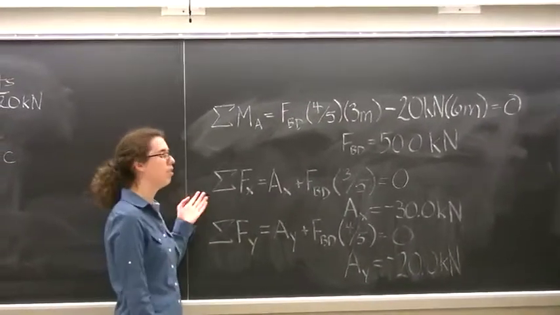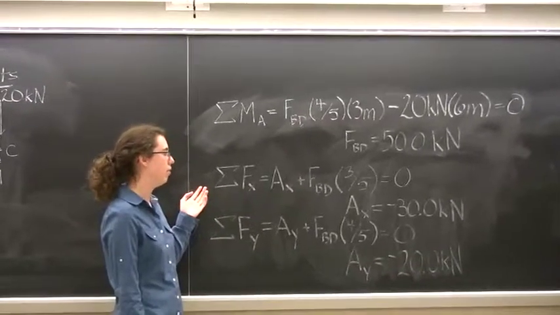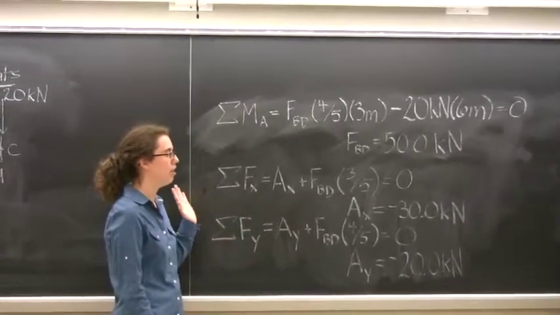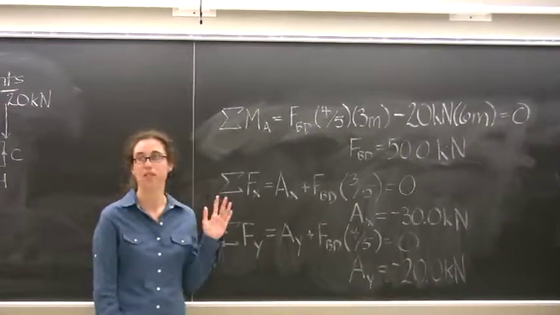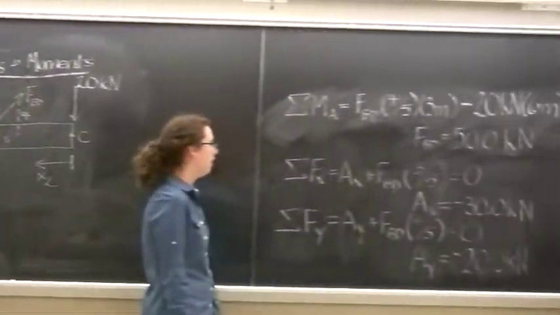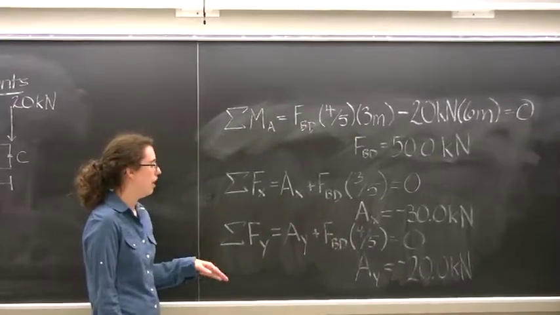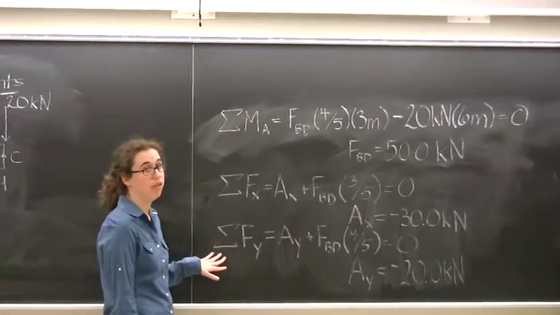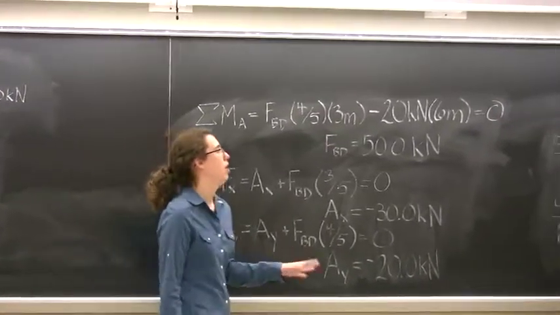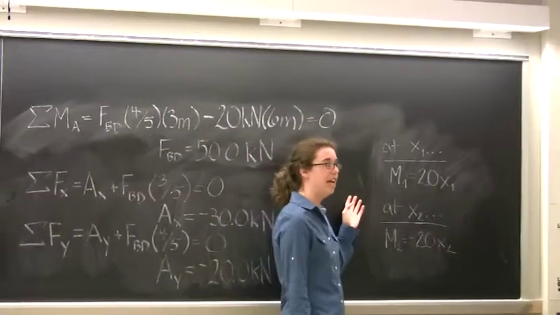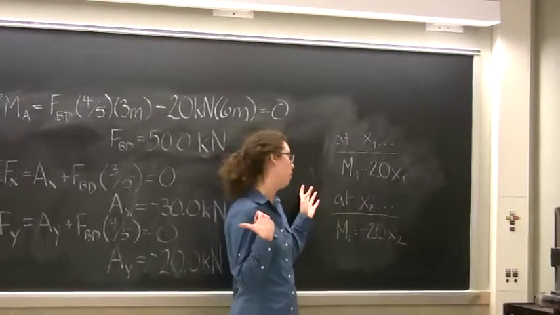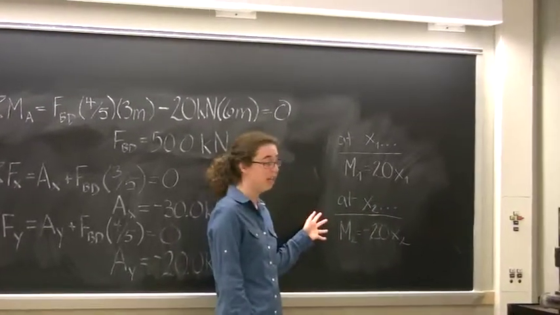We then look at the forces in the x direction to find the force horizontally at A, which we found to be 30 kilonewtons, which is acting to the left instead of to the right as we originally assumed. We then look at the forces in the y direction to find that AY is equal to negative 20 kilonewtons, again acting in the opposite direction that we assumed. So we come over here to find that at x1 our moment is equal to 20 times x1, and at x2 it is equal to negative 20 x2.